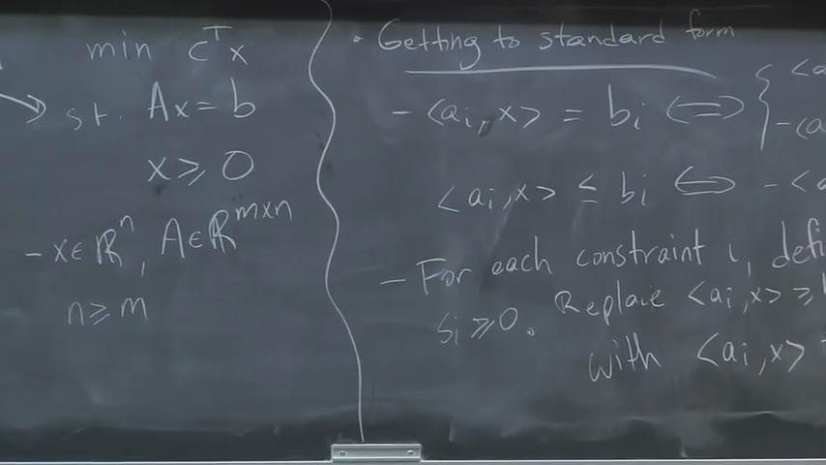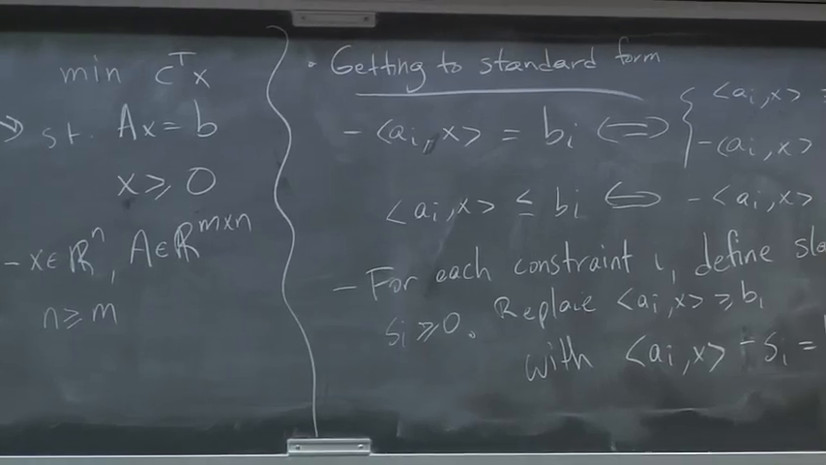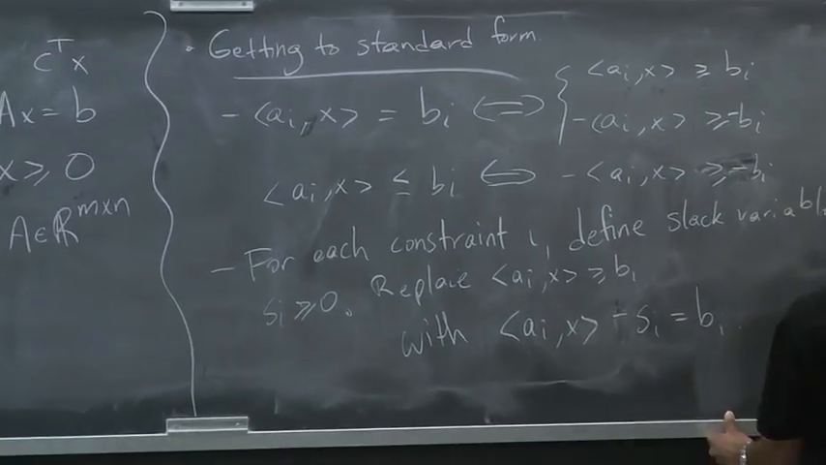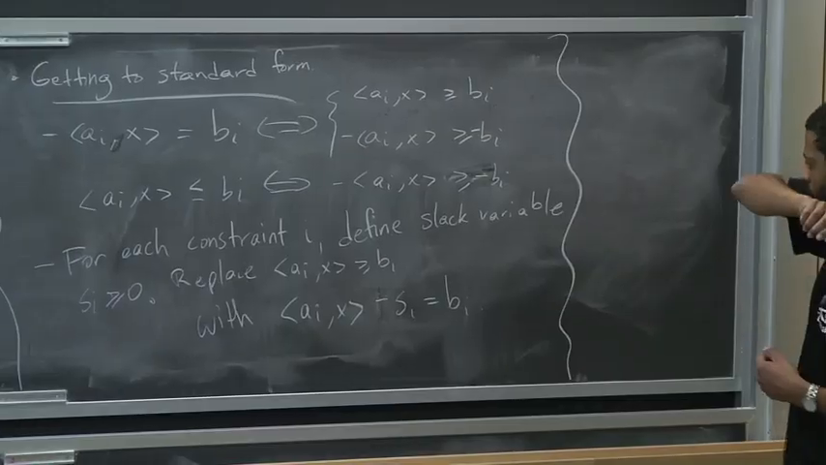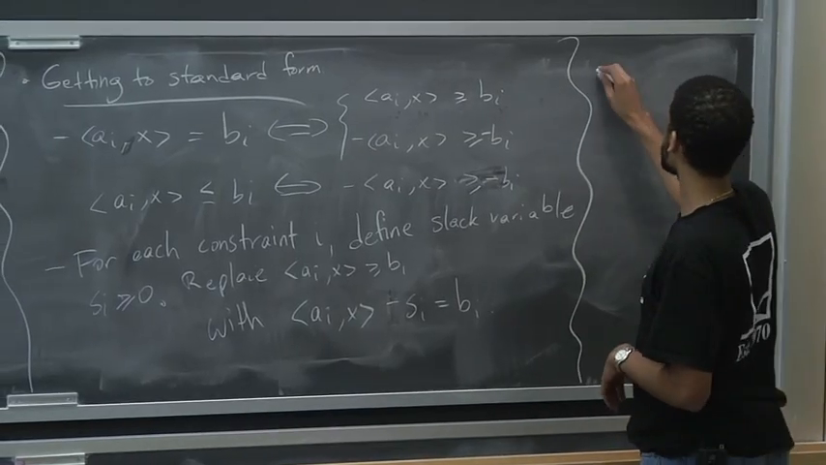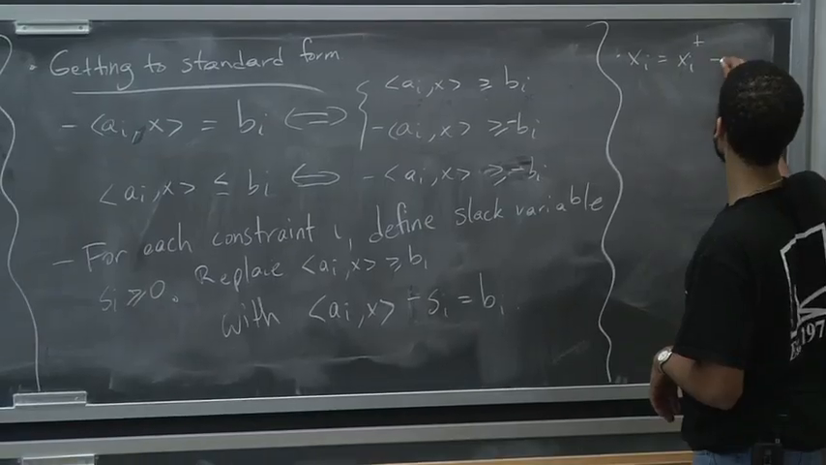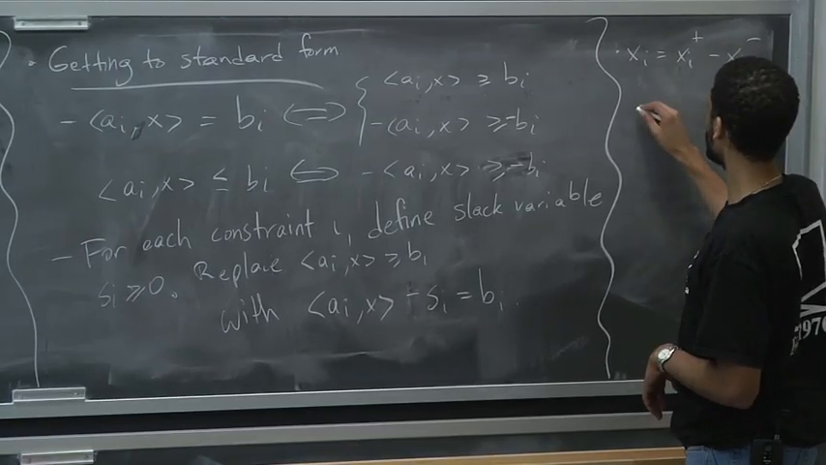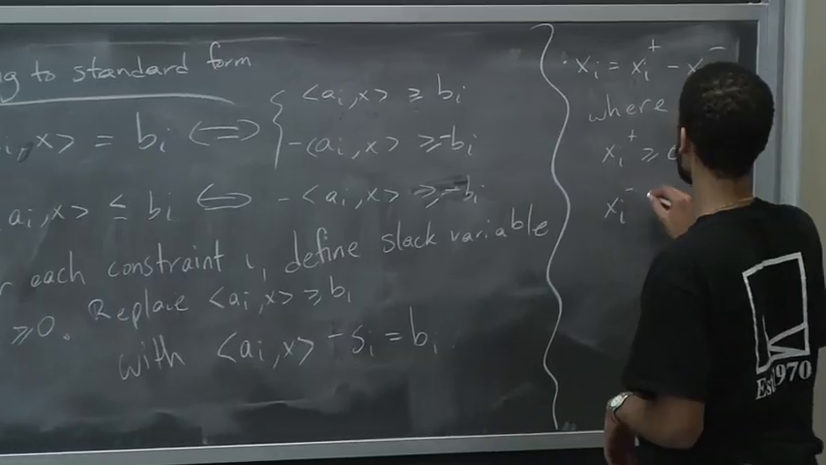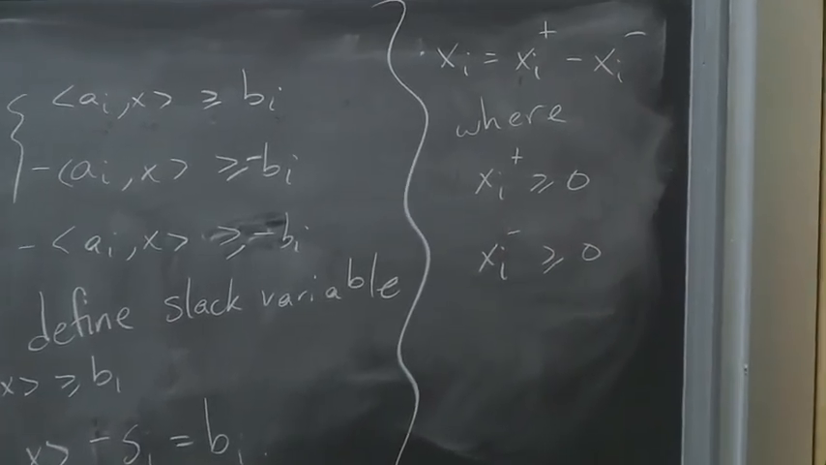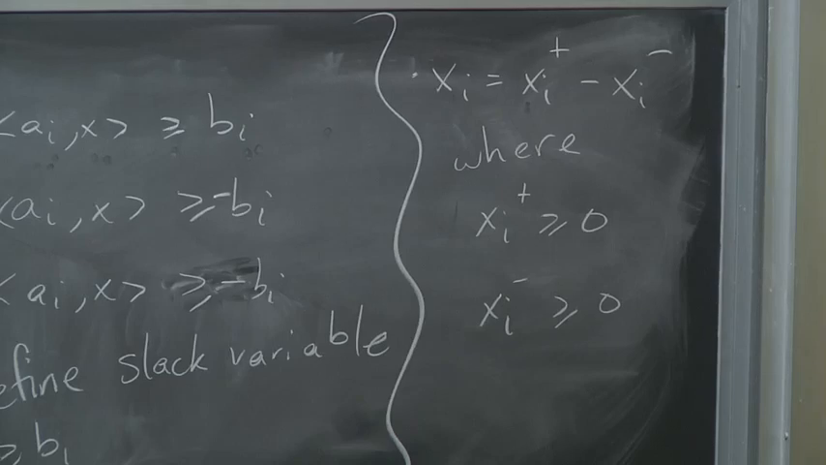But there's one more thing, which is this x greater than or equal to 0 business. And actually, let me just write that here. So we can write, for example, xi to be xi plus minus xi minus, where xi plus is at least 0 and xi minus is at least 0. Right? Any number, whether positive or negative, can be written as the difference of two non-negative numbers.